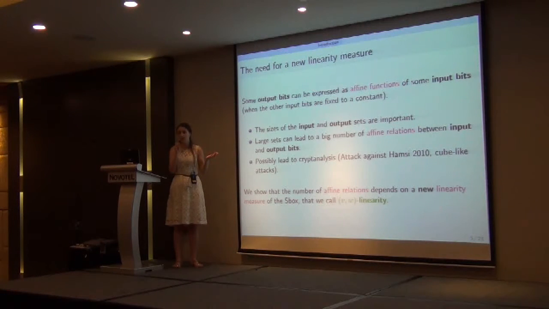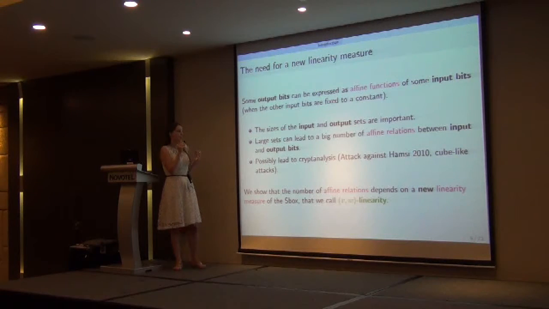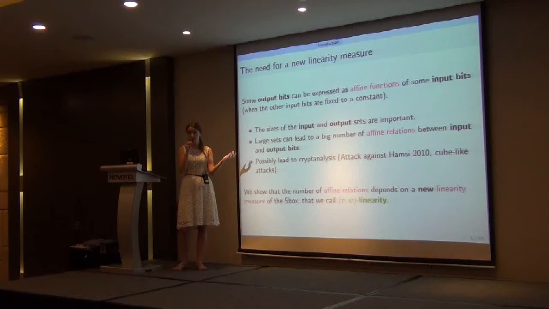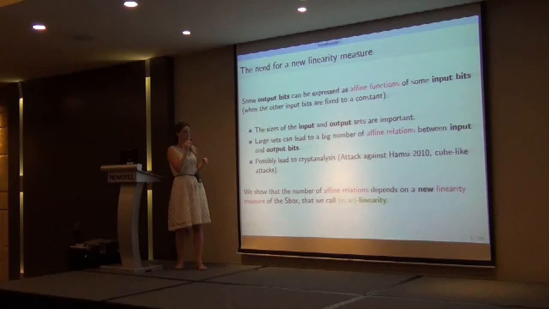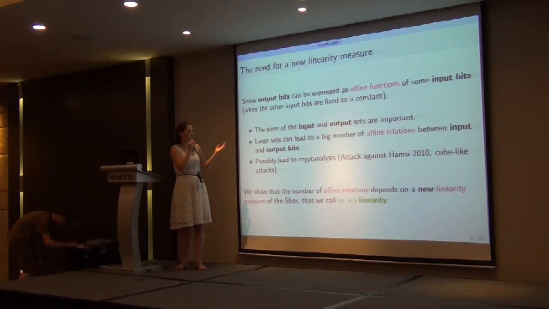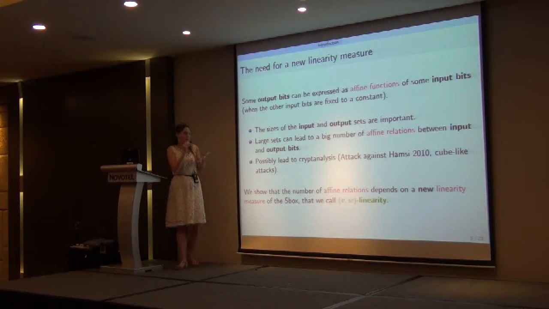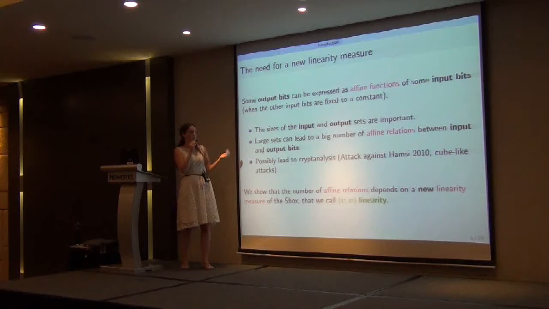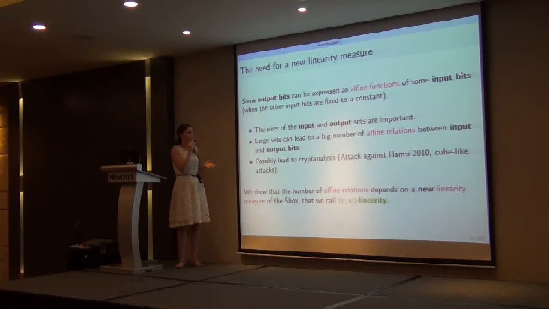So this is of course a weakness for the function, and what quantifies this weakness is the sizes of the input and the output sets. If we have large sets of input and output bits with such a property, then we will be able to find many affine relations, and these affine relations can lead to building a linear system, and its solution can, for example, give a cryptanalysis. This is exactly what was applied in an attack against the hash function Hamsin in 2010. And such properties are also used in cube attacks or some derivatives of cube attacks.